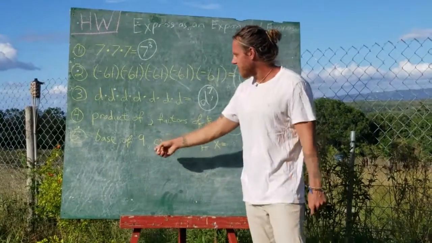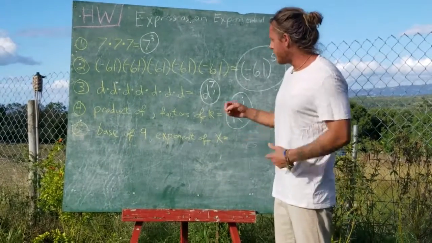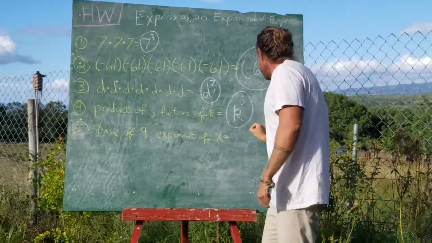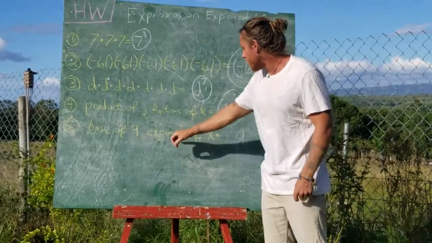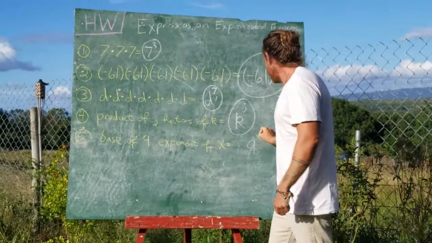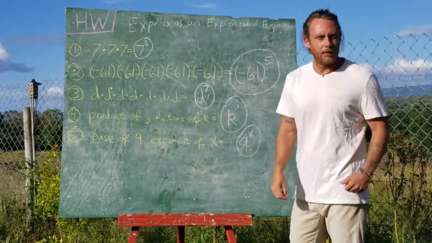All right, let's look at this one. Base of 9, exponent of x. Fairly easy if we're keeping our terms straight. Our base is 9, so we have 9 raised to the what power? Our exponent, x. So 9 to the x power. All right, very good.